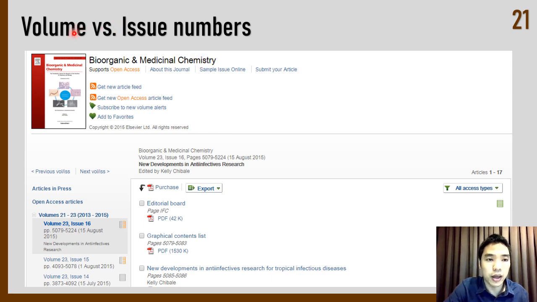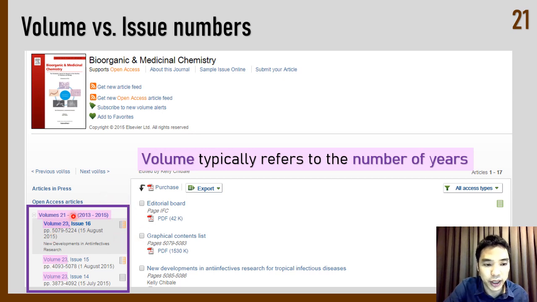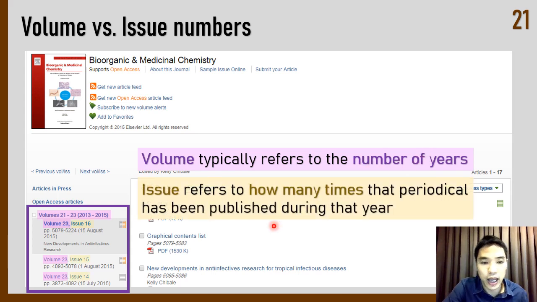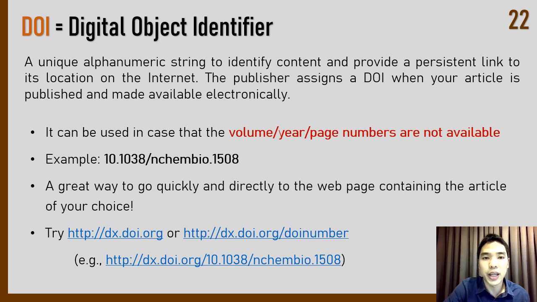There might be confusion between volume and issue numbers. If you look at this purple item, there are volume numbers, which typically refer to the number of years of the publication. And this yellow item is the issue number, which refers to how many times that periodical has been published during that year. Sometimes when the article is very new, for example, only published for half a month, the volume, year and page number are sometimes not available yet.